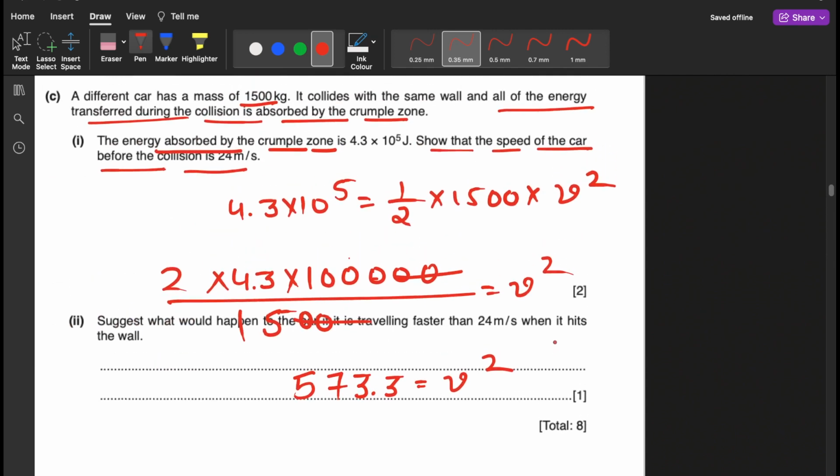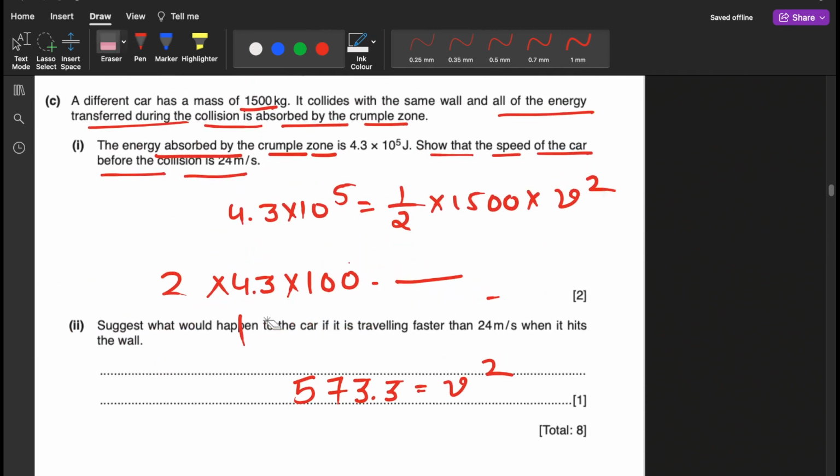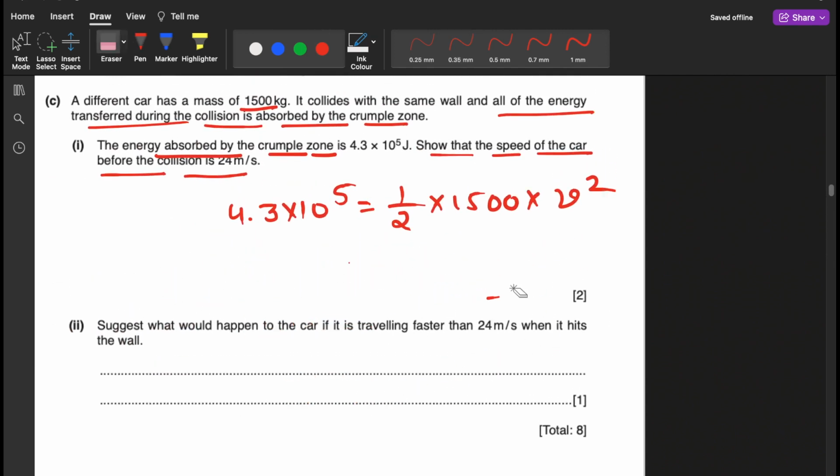So where should I write it? So 24, and what is the unit? That's your favorite part, correct? The unit is meter per second. Yes, meter per second. That's exactly correct.